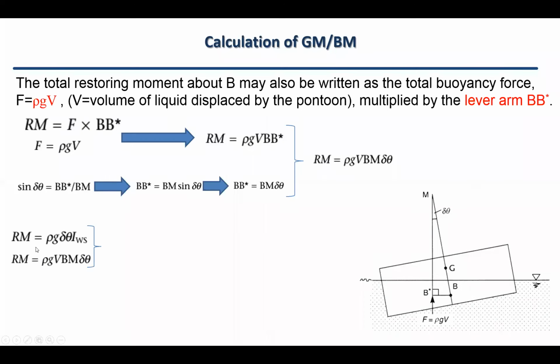If you compare the formula in the previous slide with the formula here, we have calculated the restoring moment in two different ways. The left-hand side is the same, so the right-hand sides are expected to be the same. If we equate the right-hand sides, you can cancel rho g and delta theta from both sides, and the result is BM. BM is equal to I, the second moment of the area about the longitudinal XX axis, divided by the volume V. So that's the proof of that formula.